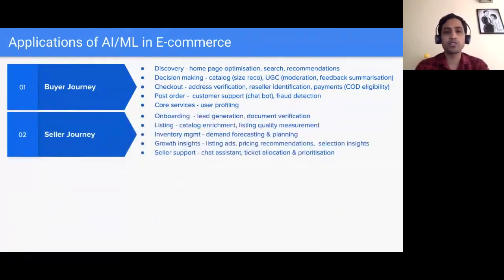Moving on, there are a lot of applications also in the seller journey. When we onboard sellers, how do we identify the right sellers to onboard? How do we verify the documents in an automated way so that the details are right? During listing, how do we make sure that the quality of listings is high enough, and that high-quality listings get enough discoverability so that when people place orders, they don't get bad quality products? So we try to optimize for that.